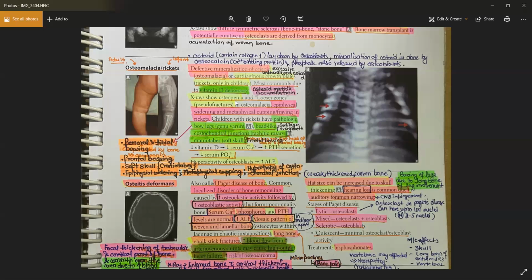First of all, you will see the osteopenia, okay, and so the fracture rate will very much increase in the patient, right? If it is a child, then you can get the epiphyseal widening and the metaphyseal cupping and the fraying in the rickets, okay, very important: this epiphyseal widening and the metaphyseal cupping will be seen, okay. Then the bowing of the femur and tibia will also be seen, okay, which is known as genu varum. Okay, and you will also have the frontal bossing, okay. You will have a soft skull, which is known as a craniotabes, okay.